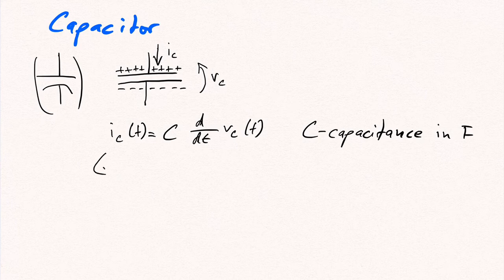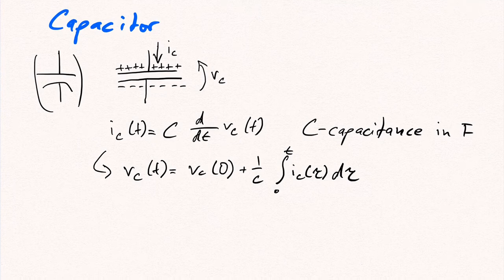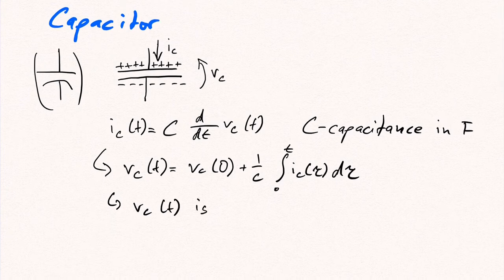The characteristic equation also yields the equation for Vc, which is Vc at time t equals Vc at time 0 plus 1 over C times the integral from 0 to t of the current. Hence, the voltage across a capacitor is the accumulation of the current through the capacitor. From this equation we can see that Vc, the voltage across a capacitor, has to be continuous. If the voltage would not be continuous, so that it would jump from one value to another at one time instance, the current at that time would be infinite.